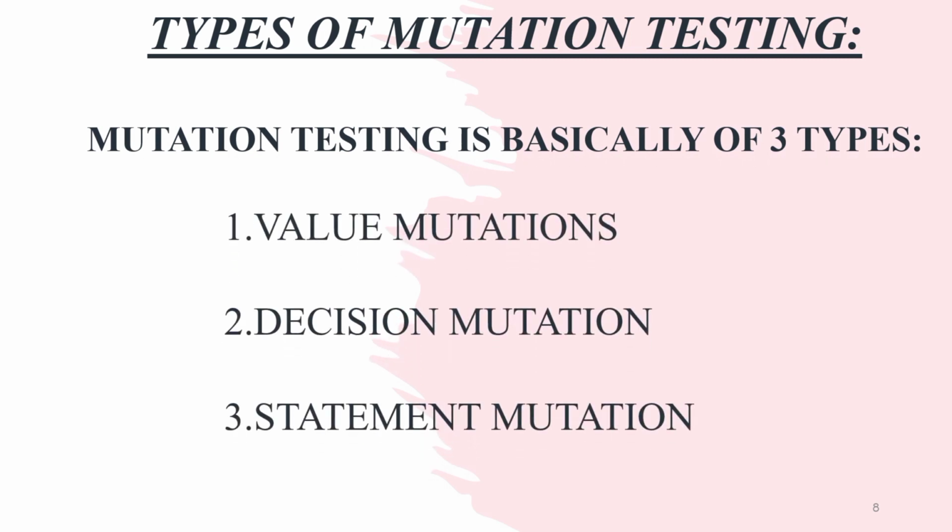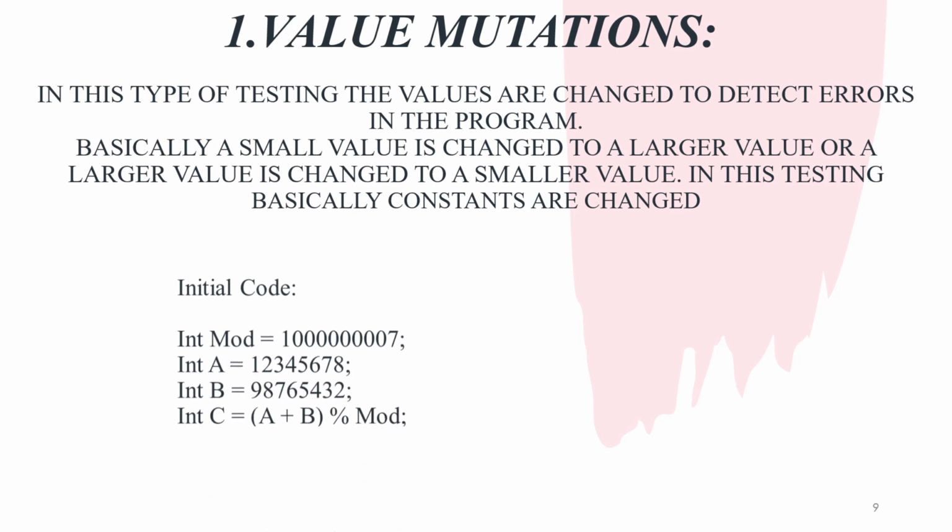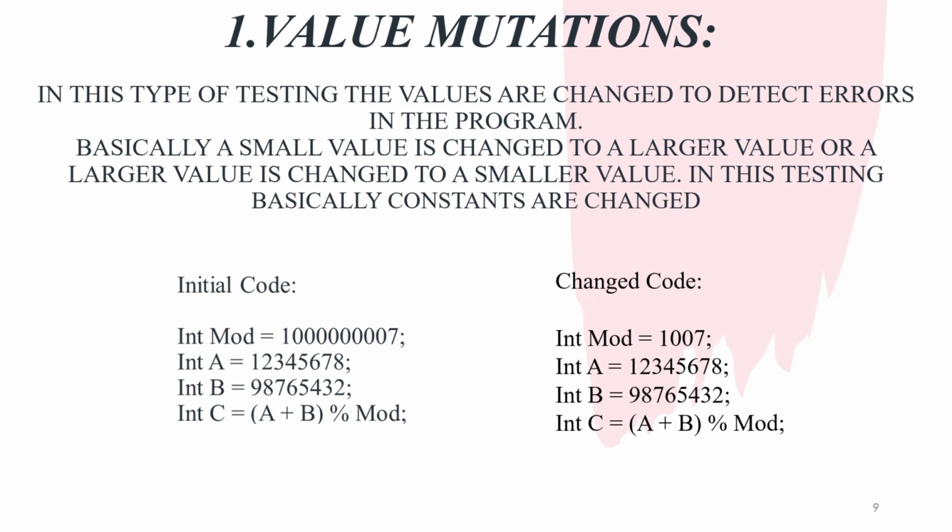So there are various types of mutation testing. It is basically of three types: value mutation, decision mutation, and statement mutation. Value mutations. In this type of testing, the values are changed to detect errors in the program. Basically, a small value is changed to a larger value, or a larger value is changed to a smaller value. In this testing, basically constants are changed. As you can see, this is the initial code. After the value mutation, the code can be changed, as you can see on the right side of the code.